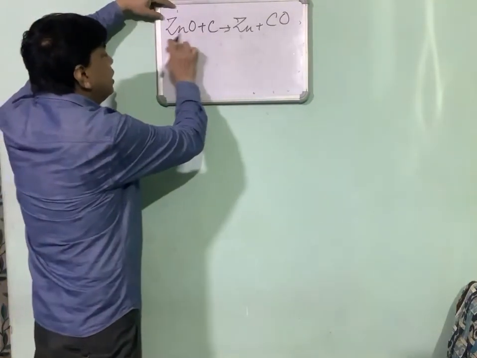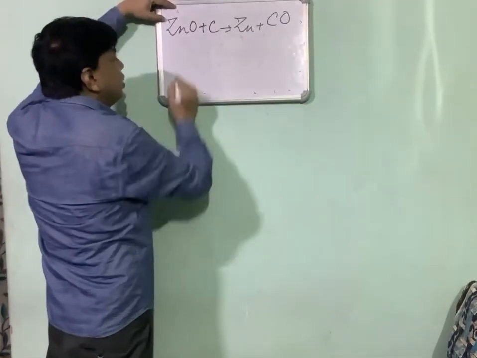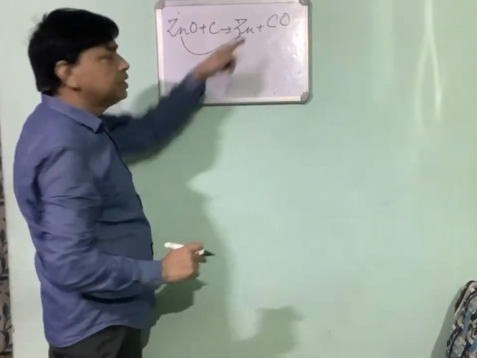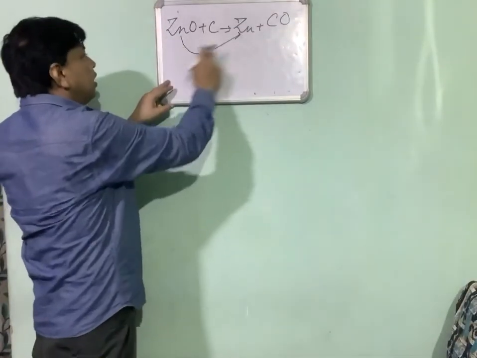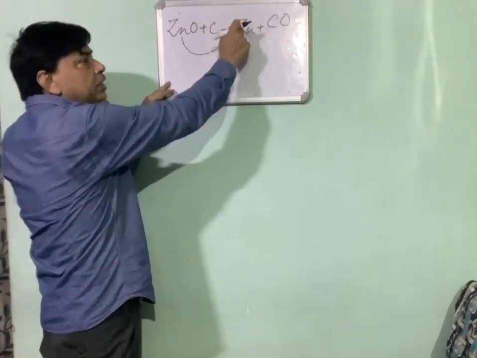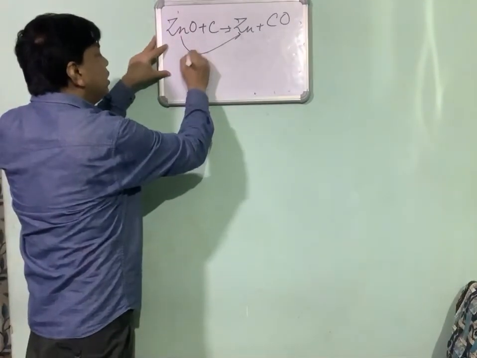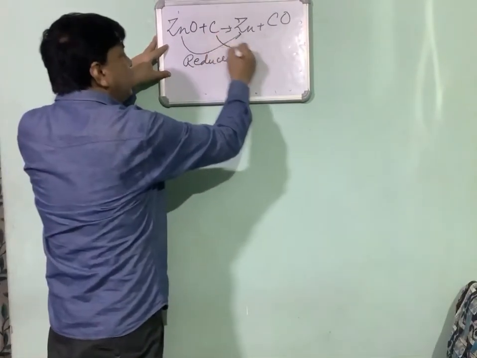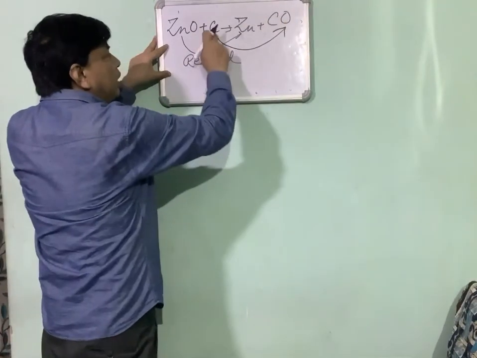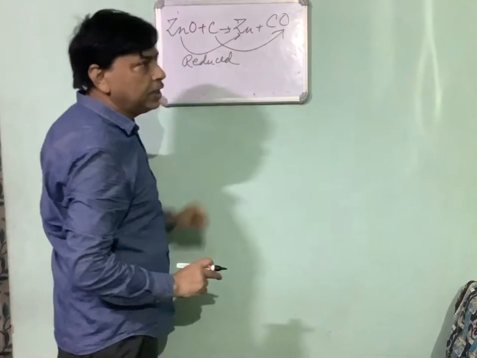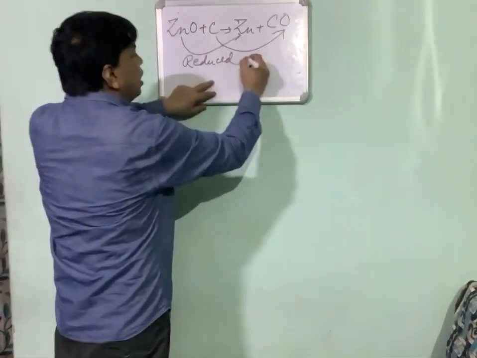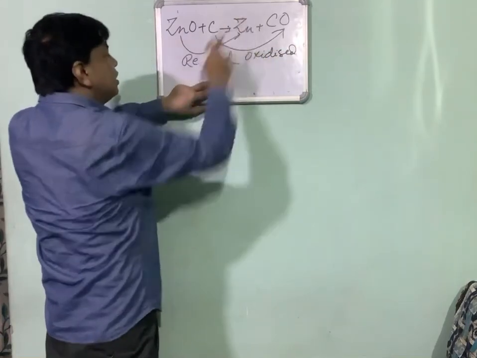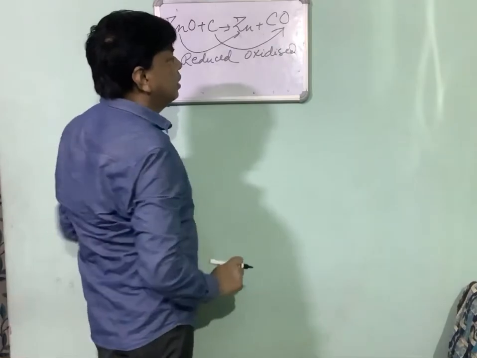So this is the reactant and this is the product. ZnO forms zinc. So here the loss of oxygen takes place. So zinc oxide is reduced. And C to CO, carbon gains the oxygen. So gain of oxygen is called oxidation. So carbon is oxidized. In this reaction, zinc oxide is reduced and carbon is oxidized.